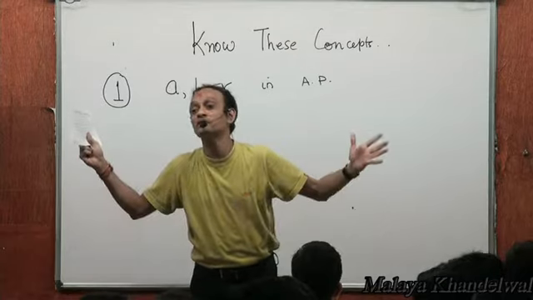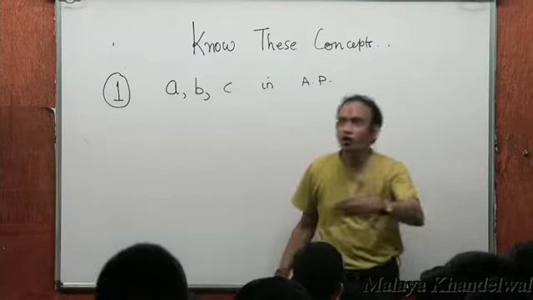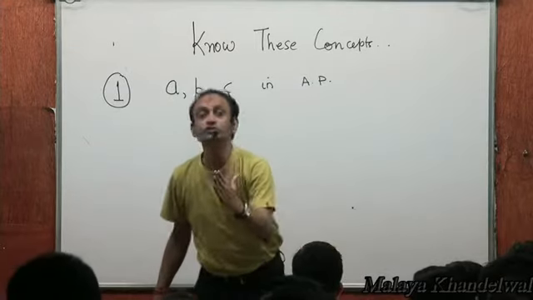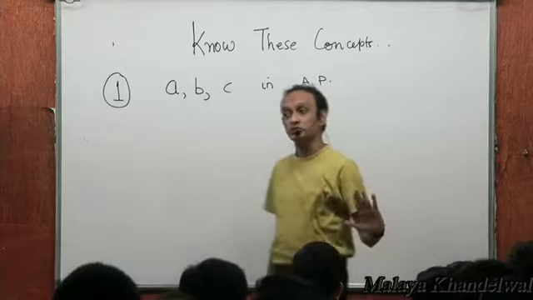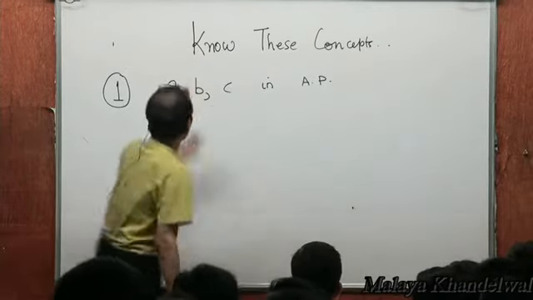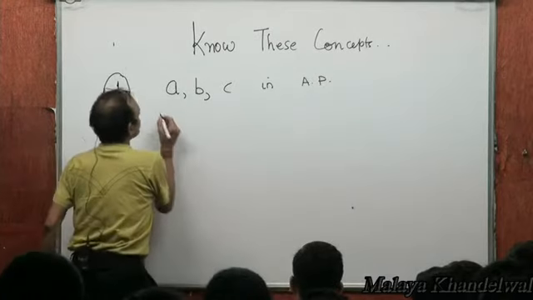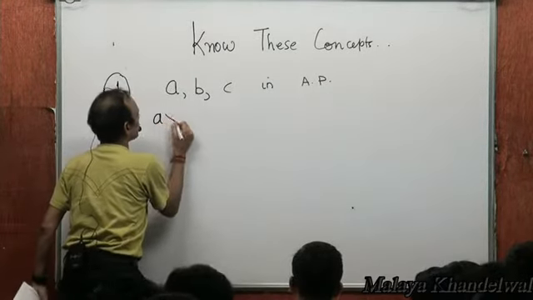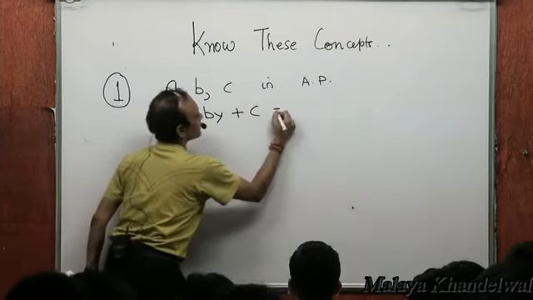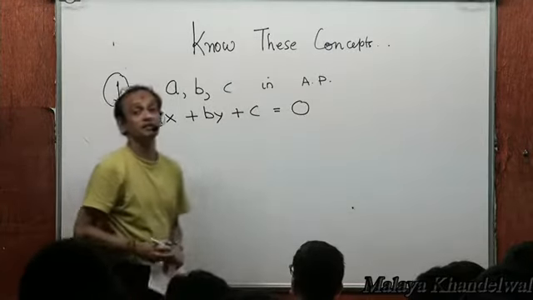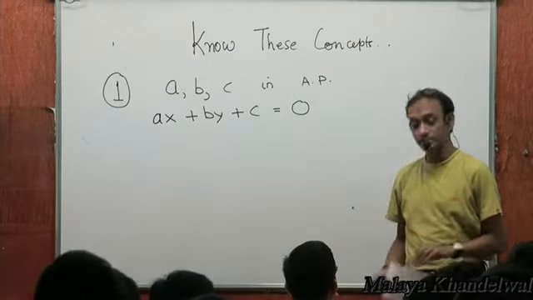Any set of three numbers A, B, C could be chosen as long as they are in arithmetic progression. How many such sets of numbers can you produce? Infinite, obviously, right? But then, it's not a wild choice of three numbers. It's a conditional choice. The condition is that the three numbers must be in arithmetic progression. Now, every time you choose three numbers in arithmetic progression, you generate a straight line out of it. AX plus BY plus C equal to 0 is a straight line which could be generated out of every such choice of A, B, C in arithmetic progression.